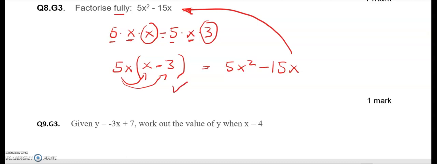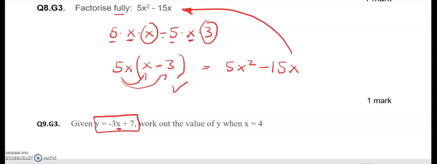In question number 9, we have, given y is equal to minus 3x plus 7, work out the value of y when x is equal to 4. So what this means is that we've got to replace x with this value, which is 4. Because what we have here is just an equation which gives us the value of y if we write down the value of x. So for any value, that should give us the value of y.